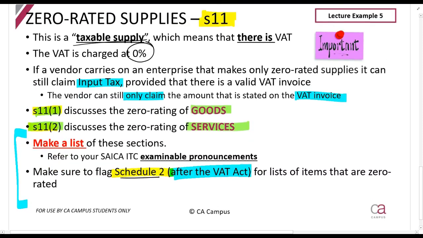Please also do work with the lecture examples, very important for your understanding. This is essential. You must be able to get this right.